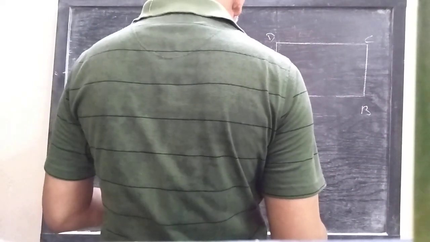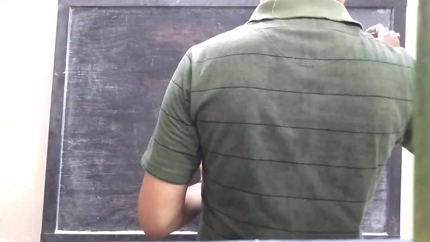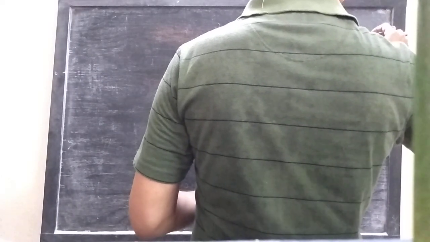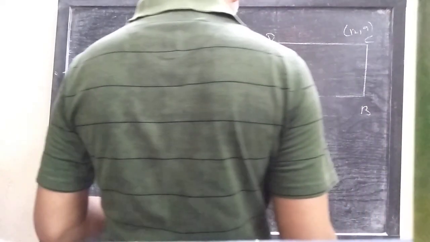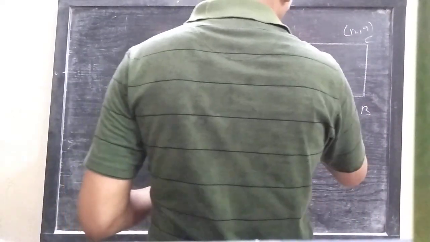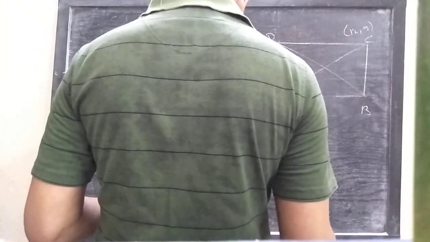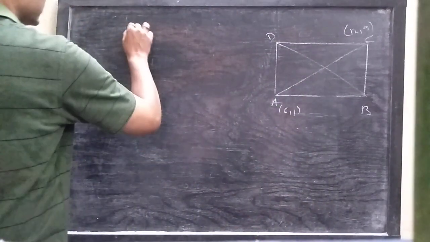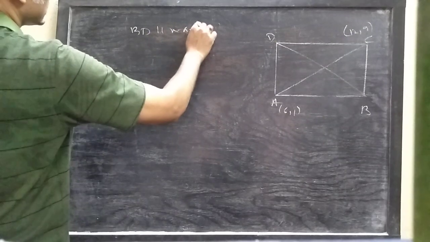Coordinates of the ends of one diagonal. So A is say (6, 1), C is say (12, 9). This is one diagonal, this is the other diagonal. You are given that the other diagonal is parallel to the x-axis. Here it is given that BD is parallel to the x-axis.